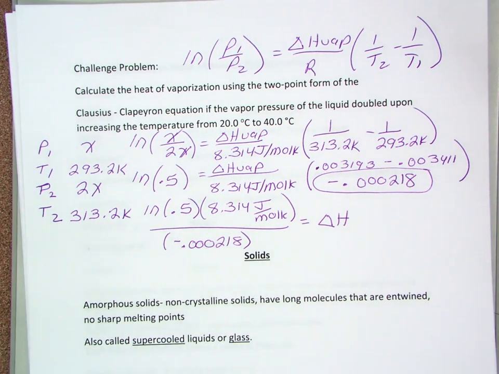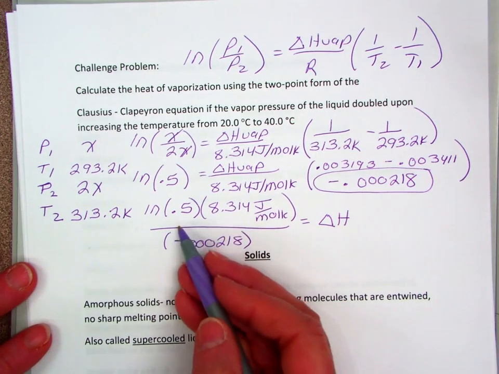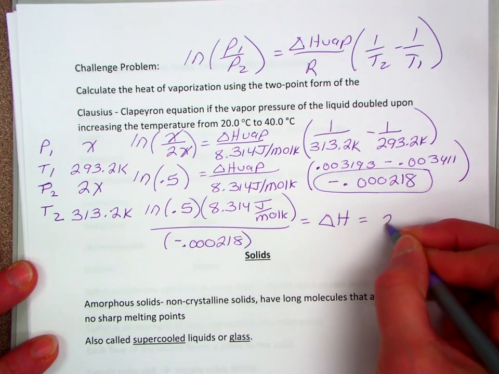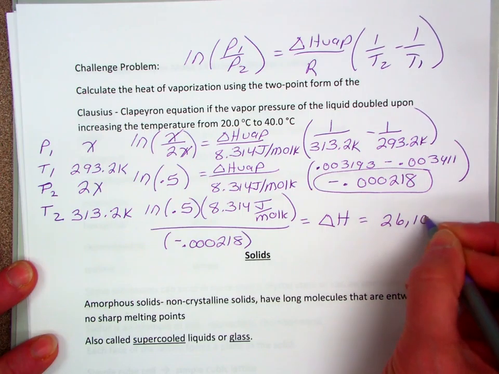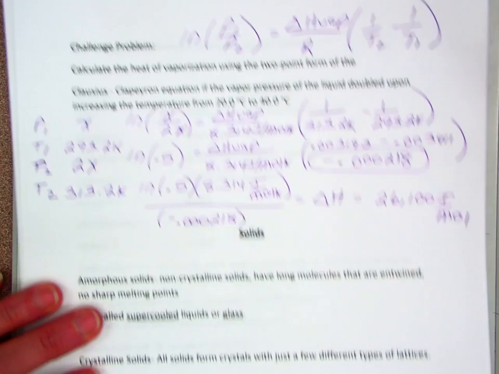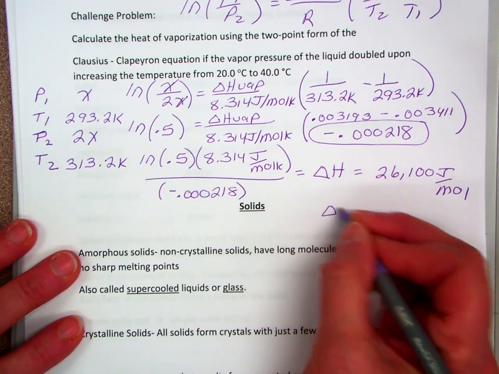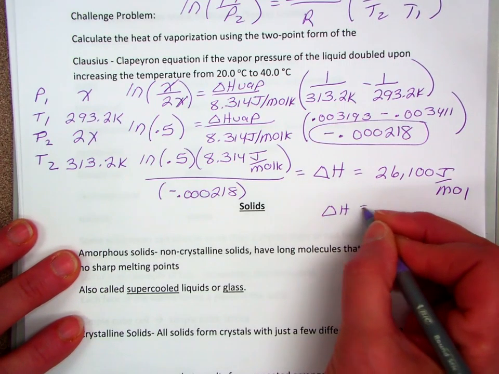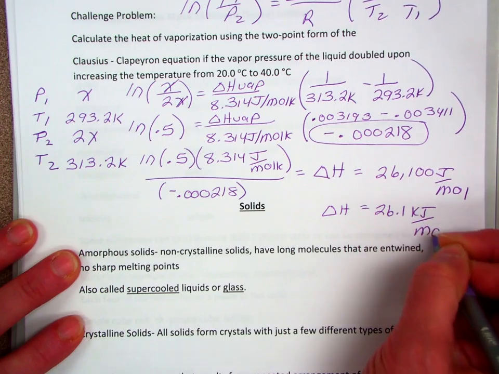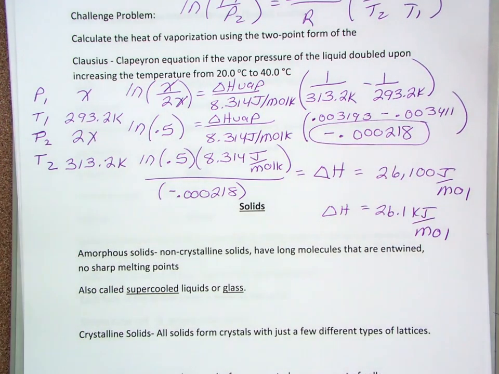Now, when I did this, I just plugged in all the math and did the natural log and then multiplied across, and I got 26,100 joules per mole. And since it's got all those zeros hanging over there, I just reported the enthalpy change is 26.1 kilojoules per mole. I had 3 sig figs when I subtracted, preserving the place, so I can keep 3 sig figs in my answer.